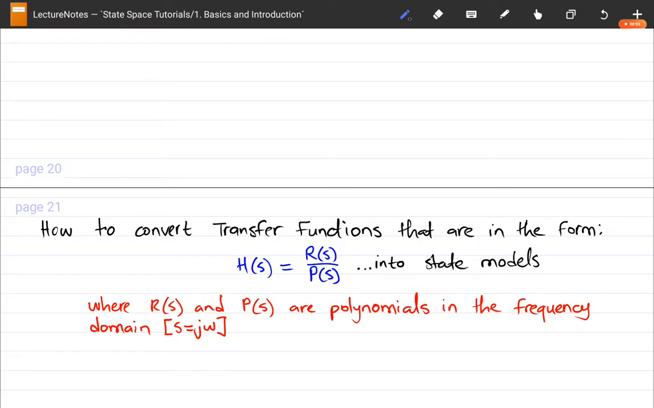In this video, we're going to cover how to convert transfer functions that are in the form of R(s) over P(s) into state models, where R(s) and P(s) are polynomials in the frequency domain such that s = jω.